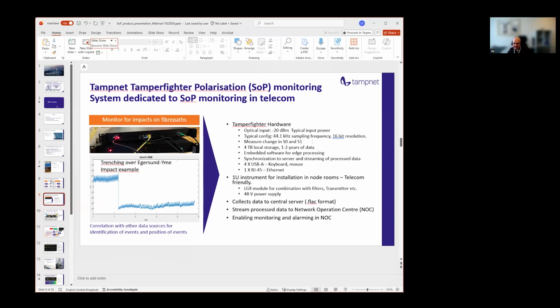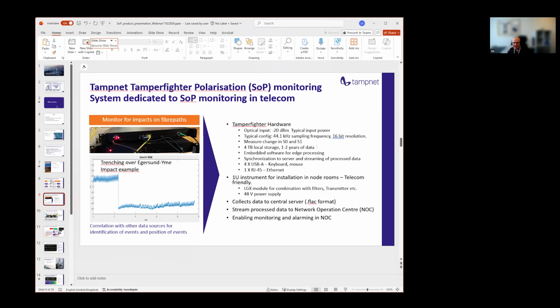That is a simplified way of measuring. So we measure changes in power and changes in S1. And the thing is that if you add S2 and S3, you will get higher sensitivity, maybe. But if there is a state of polarization change in a cable, it will not be only one of the S parameters changing. You will see it in all S parameters, maybe except the power S0.